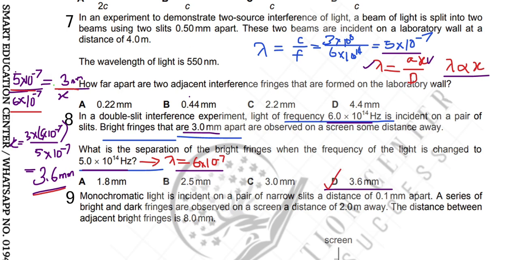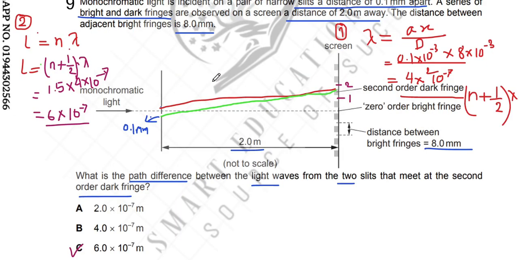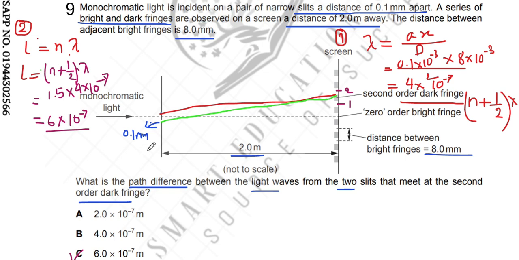The next question is about the monochromatic light. You can see they are showing that diffraction. The slit differences are given. The distance between the screen and the diffraction slit is given, and the distance between the fringes is also given. So first thing first, they ask for the path difference. Now by using this information, we don't find the path difference directly.